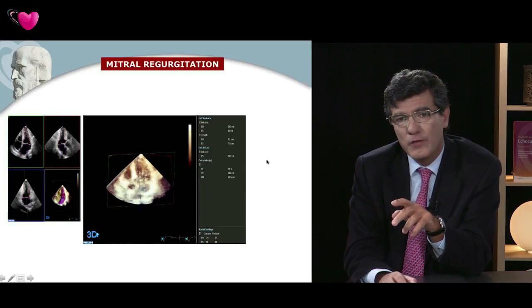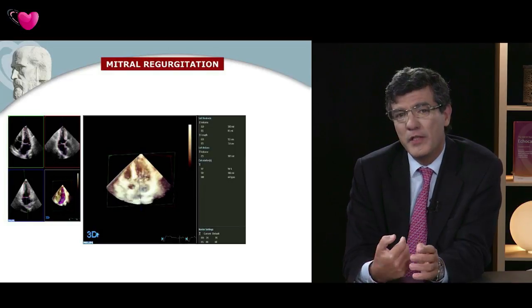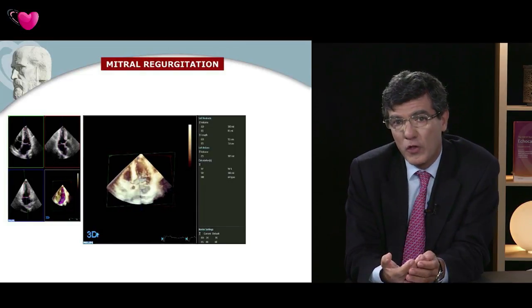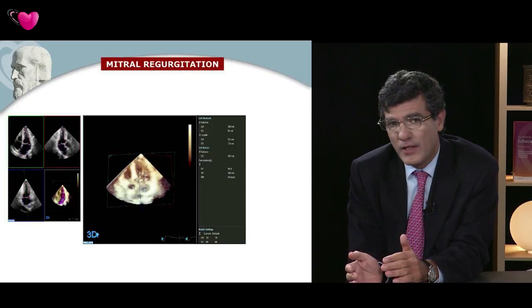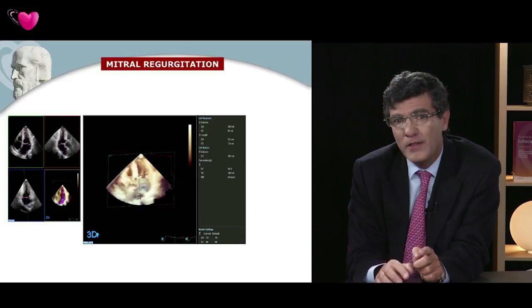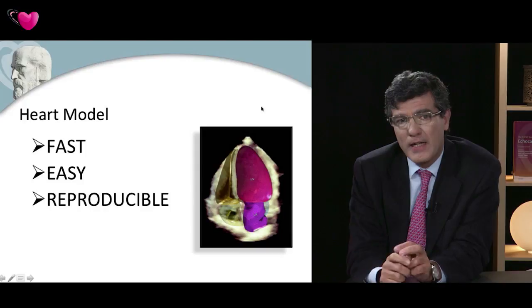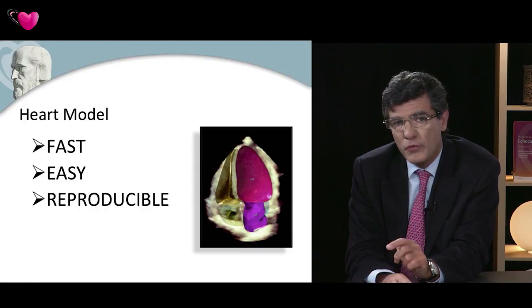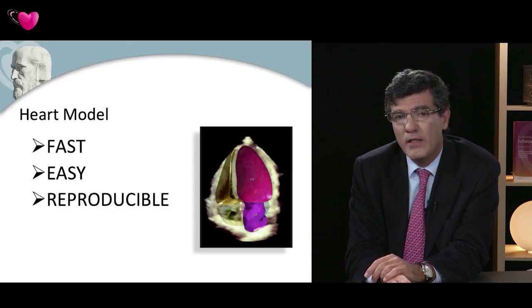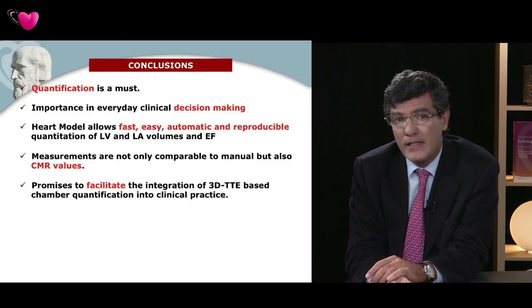I'm pretty sure that the inter- or intra-observer variability between an echocardiographer or technician versus a machine is much better for the machine. You just need to interpret this data. So what is my conclusion? I think that heart model is a fast, easy, and reproducible tool that we should use in daily clinical routine in order to be accurate and have less inter- and intra-observer variability.